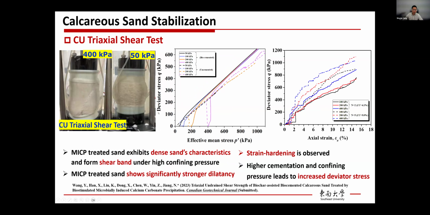Next, for the CU triaxial shear test, again at 400 kPa confining pressure, we can see a clear shear band. For the 50 kPa case, it's bulging failure. Then for the deviator stress versus effective mean stress relationship, compared with the untreated case, which is the dotted line, the MICP treated samples exhibit dense sand characteristics. It moves to the right. It also shows stronger dilatancy compared with the uncemented case. Then if we look at the deviator stress versus axial strain relationship, when the cementation level is high, for example the dotted lines here, the stress is also higher compared with the lower cementation content case. In this case, we also observed the strain hardening phenomenon.